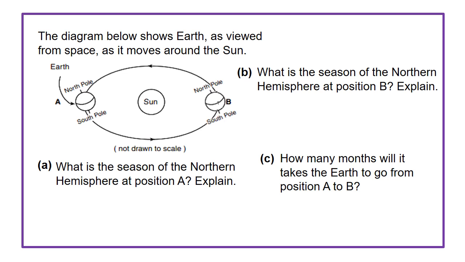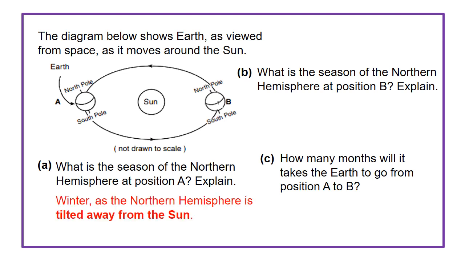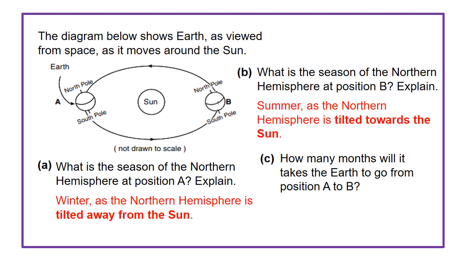Now for the answer, for A, the season is winter because it is tilted away from the sun. While at position B, it will be summer because it is tilted towards the sun. Now how many months from A to B? Since it is exactly half the orbit, and since we have 12 months in a year, therefore it would be 6 months.